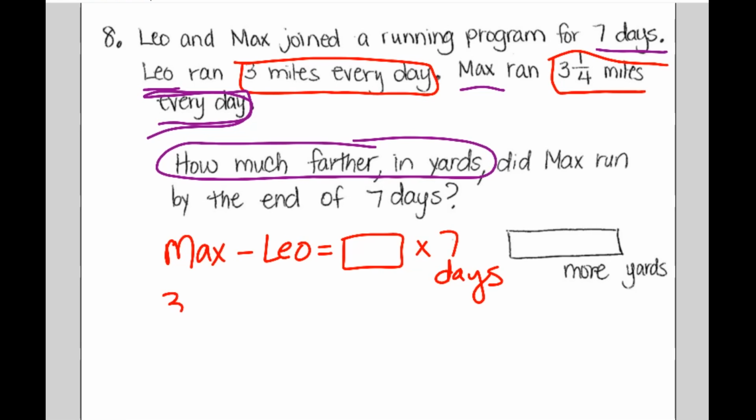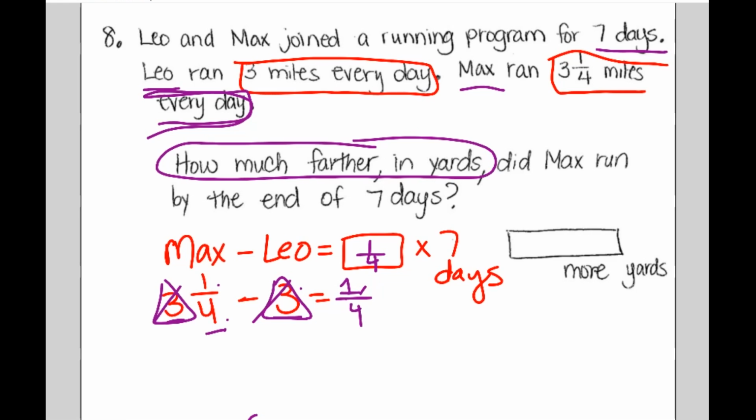So Max was 3 1/4. Leo was 3. What's the only difference here? I see a whole number and a fraction, and I just see a whole number. If I'm doing my whole numbers minus my whole numbers, they cross out because 3 minus 3 is 0. What's left over is going to be 1/4 minus 0, which means 1/4. So the answer is 1/4 here.